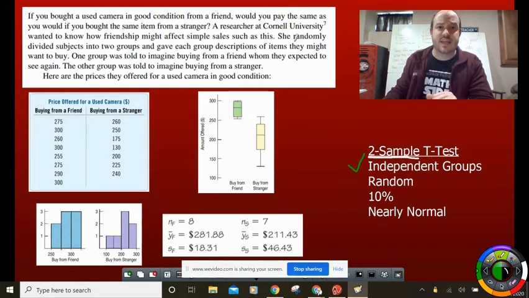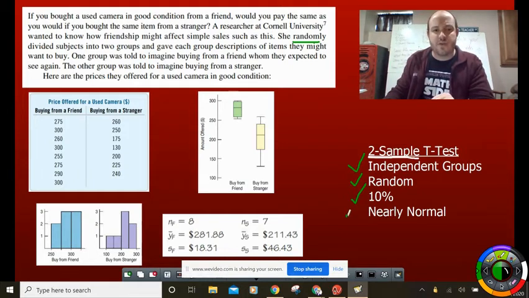It actually does say that she randomly divided the subgroups. So we're going to go yes on the random. Is this small sample going to be less than 10% of the whole population? Yes, by far. There are a lot more people in the world than just these few people that they ask questions to right there.